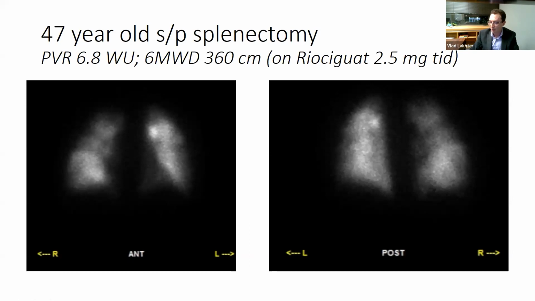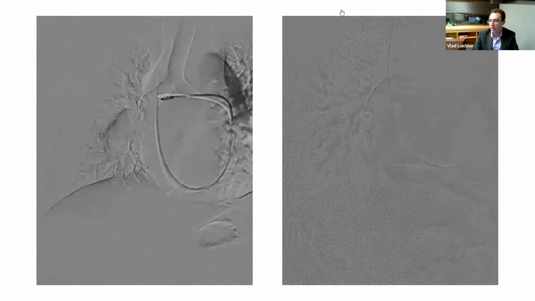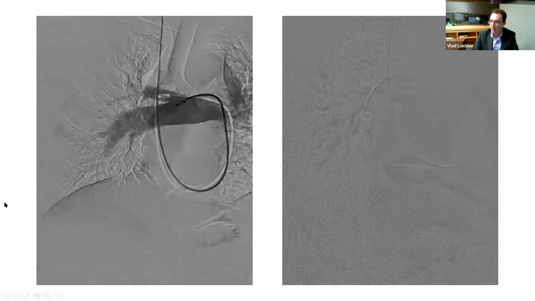You can see that just in these two perfusion images, the patient has bilateral perfusion defects predominantly on the right side. And this representative clip of their transthoracic echocardiogram had significant RV dilation and interventricular septal flattening. This patient underwent pulmonary angiography.